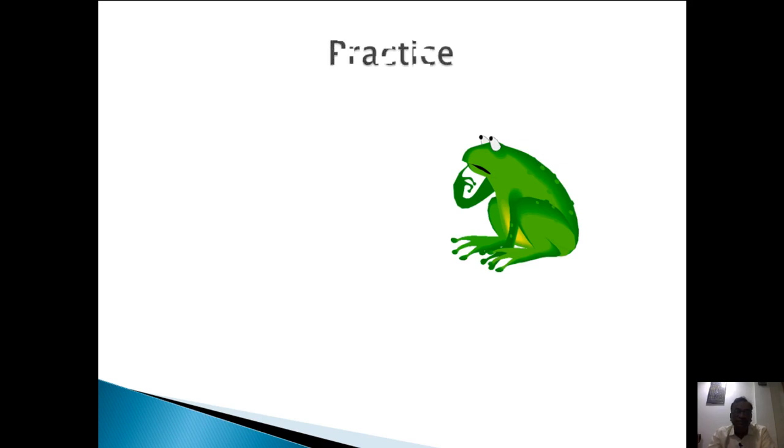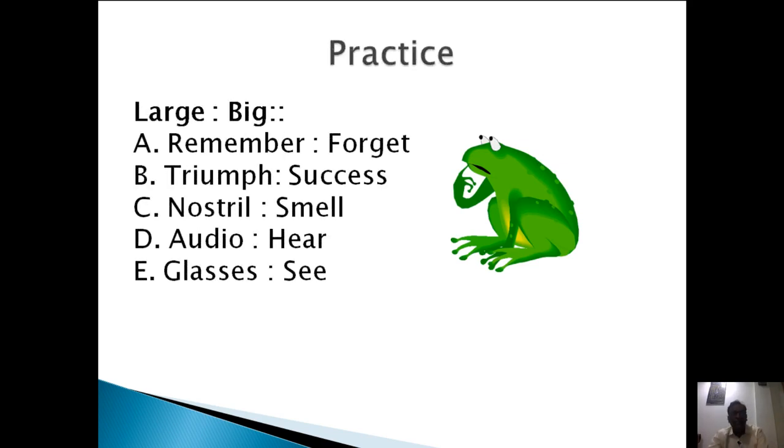For practice: large equal to big. Most of the time in communication, people use both words for the same purpose, large and big. But here we have to find out the correct relationship.